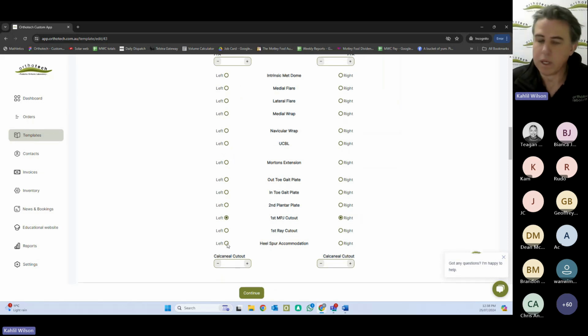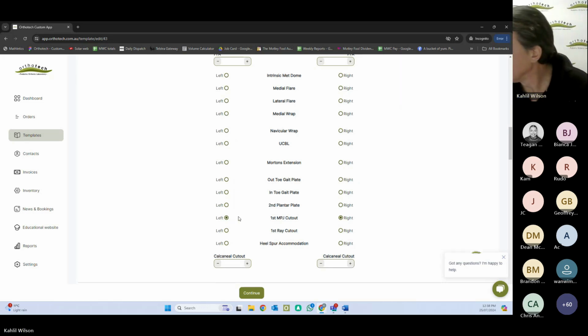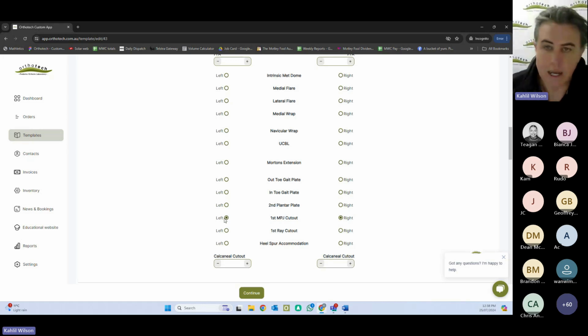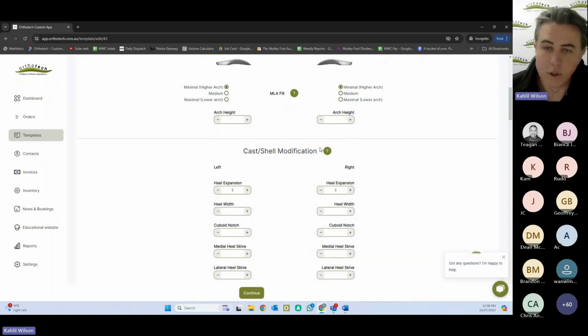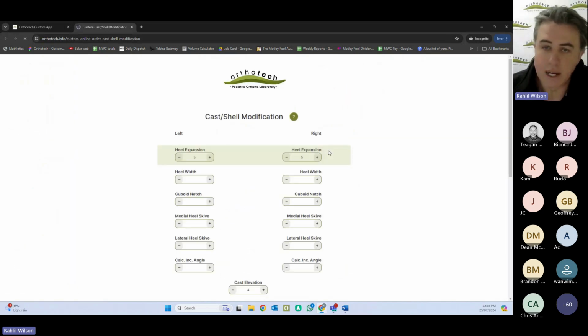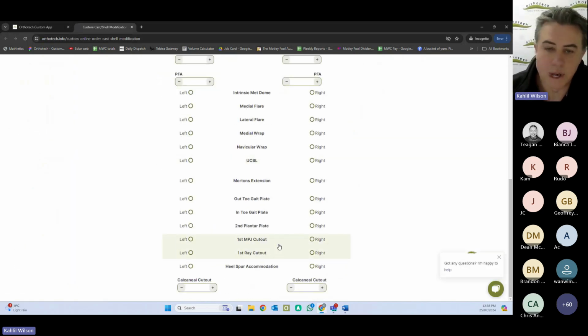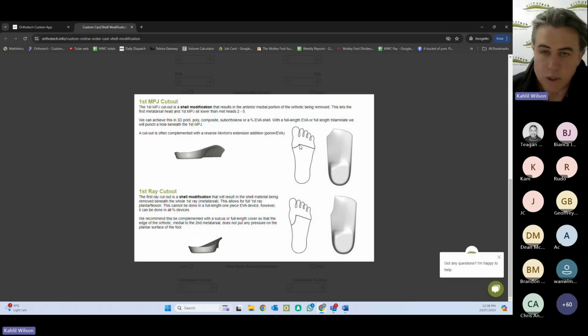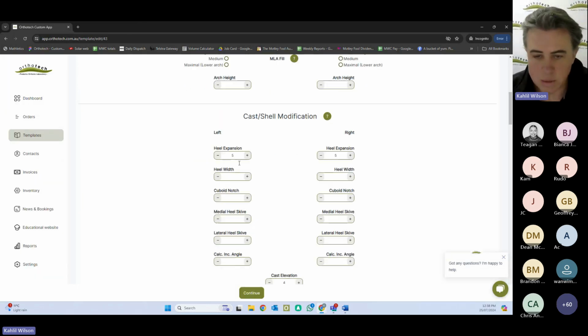So the theory being that we lift the first metatarsal, not the metatarsal head, and then create a first MPJ cutout. For those of you who aren't exactly sure what the first MPJ cutout is, you can click on that question mark, go down and click on here. All we're doing is removing the medial anterior corner of the orthotic and allowing additional space for that first metatarsal head or sesamoids to sit in.